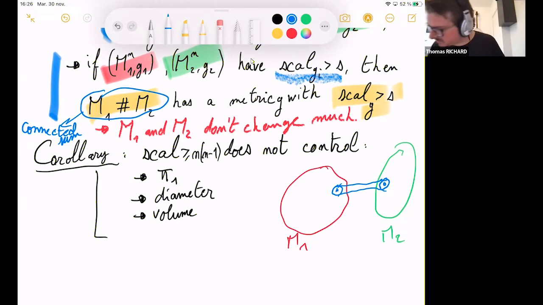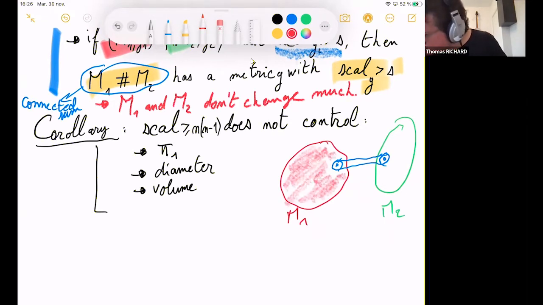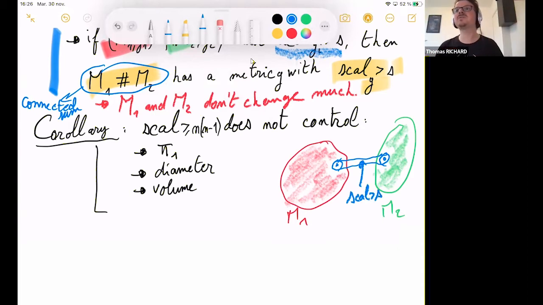Okay, so the connected sum is that you take M1 and M2, you remove a small ball on each side, and you glue them with some kind of tunnel. You can do that without disturbing the manifold too much. In fact, it's possible to do that by keeping the metric exactly the same here, and you can make the tunnel with a scalar curvature greater than S. And so you manage to glue stuff together, and that tells you some interesting stuff.